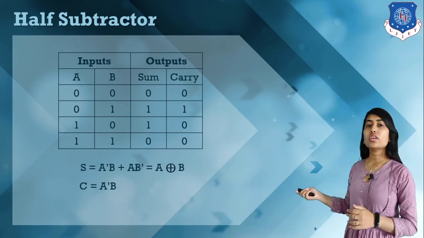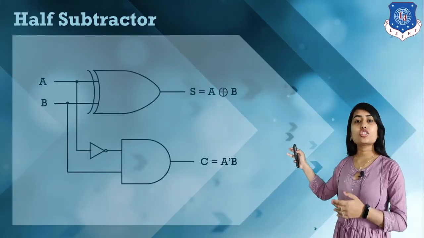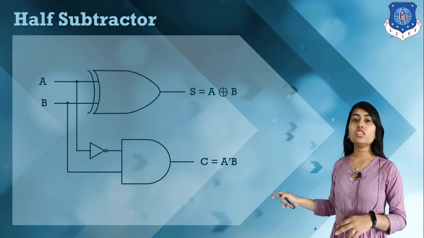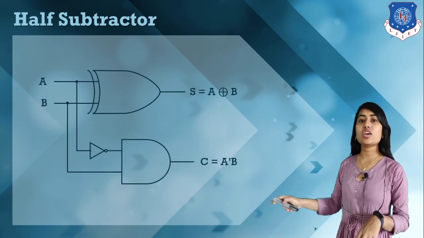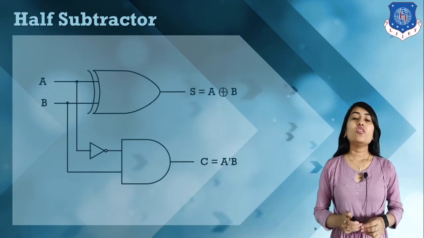Here we have the logic diagram of the half subtractor: A XOR B, and we invert A using a NOT gate to get A' and B. So this is our borrow. Difference and borrow, this is our half subtractor.